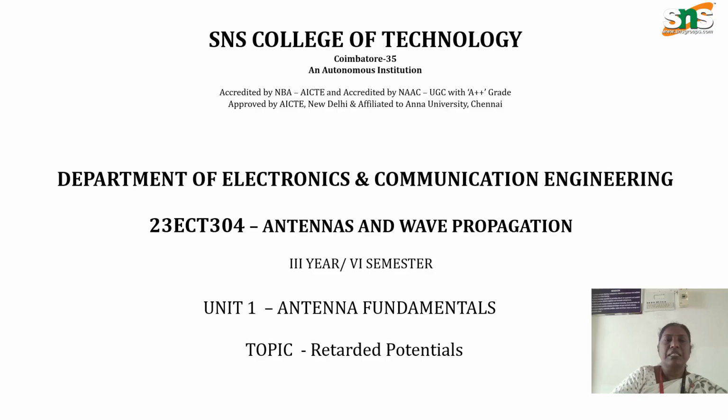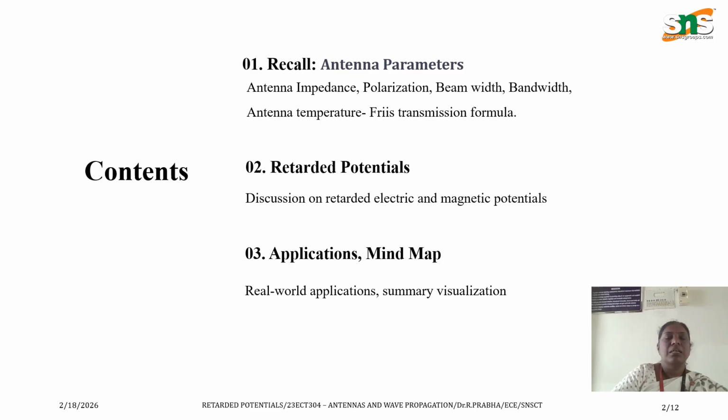In this video, we will discuss the topic on retarded potentials for the course antennas and wave propagation. So now the contents of today's video. First, we are recalling the previous topic: antenna parameters, antenna impedance, polarization, beam width, bandwidth, antenna temperature, and also Friis transmission formula. After that, we'll see retarded potentials. We discuss the retarded electric and magnetic potential. Finally, we'll see the applications and also the summary part, the mind map.